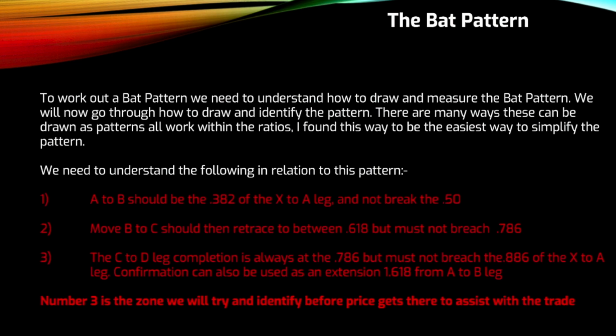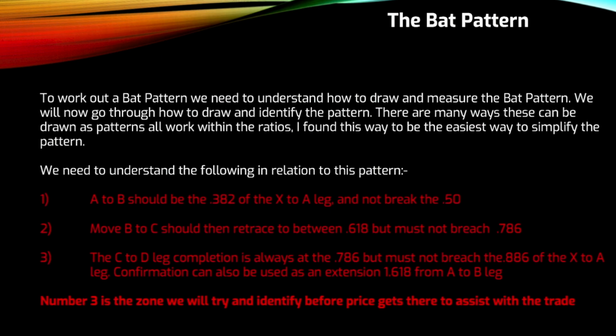Number 2, move B to C should then retrace between the 618 and must not breach the 786, very much like the Gartley. And the C to D leg completion is always at the 786, but must not breach the 886 of X to A. So it needs to go past the 786, but can't go past the 886.